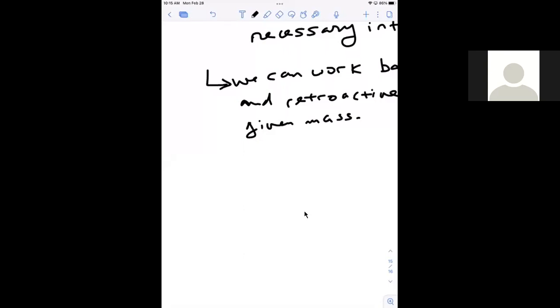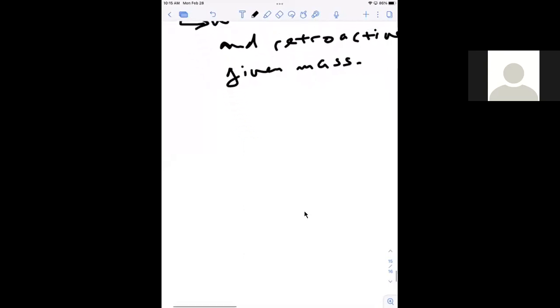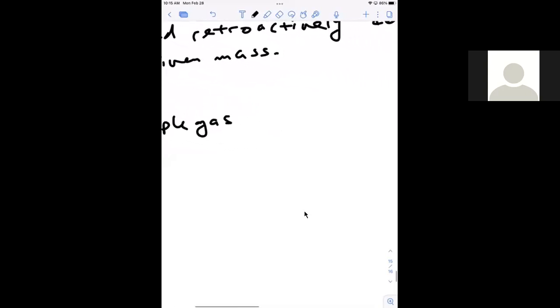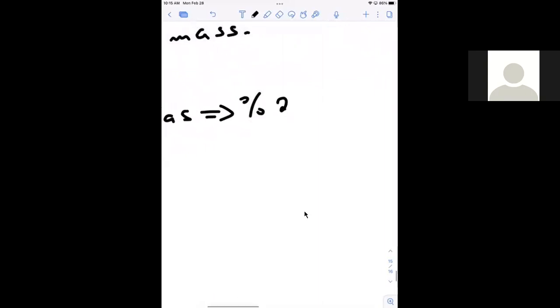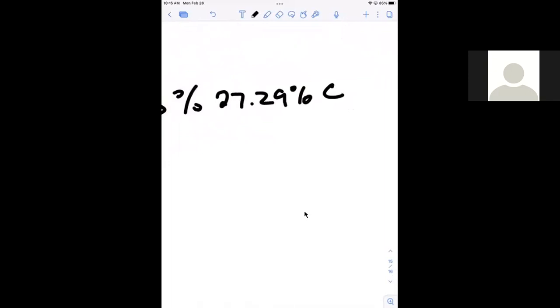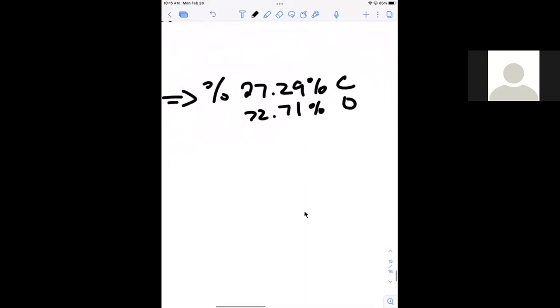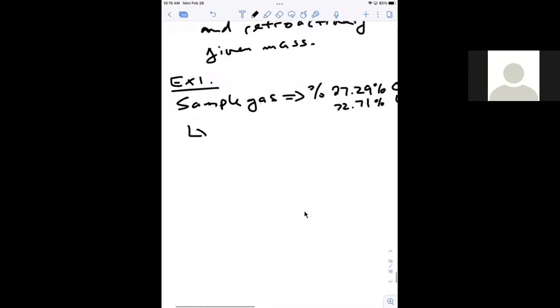So in this particular example, we have a sample gas and it has a percent composition of, and I'm not writing out all the words, but we'll get the gist of the problem. Percent composition is 27.29% carbon, and then the other part is 72.71% oxygen, right? So the question is, what is the empirical formula?